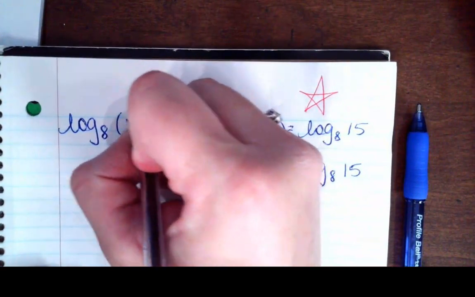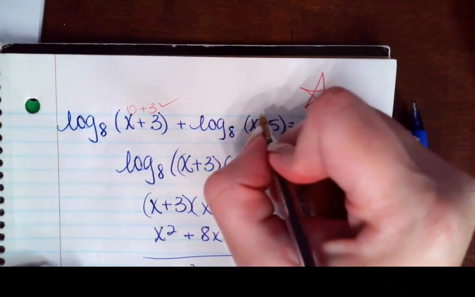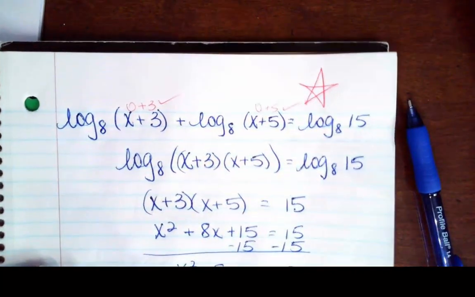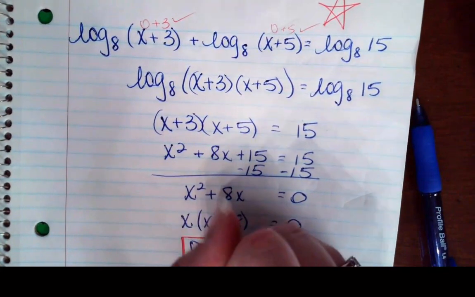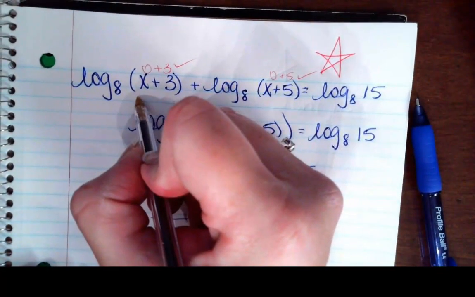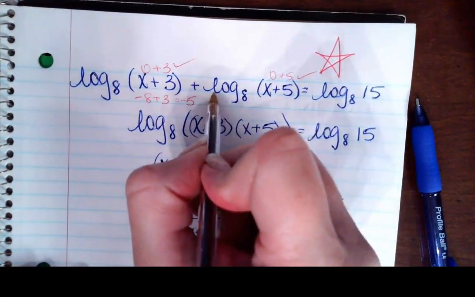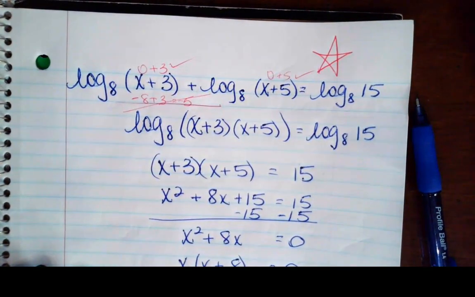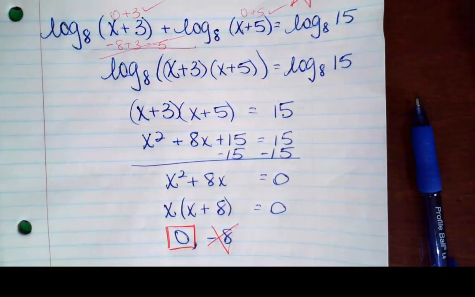So I've got 0 plus 3 is 3. We're good. Okay. 0 plus 5 is 5. It's not 0. It's not negative. We're good. So 0 works. Now let's try negative 8. So negative 8 plus 3 is negative 5. I cannot have a negative for my argument, and I cannot have 0 for my argument. So negative 8 is extraneous. So I have a single answer of 0.